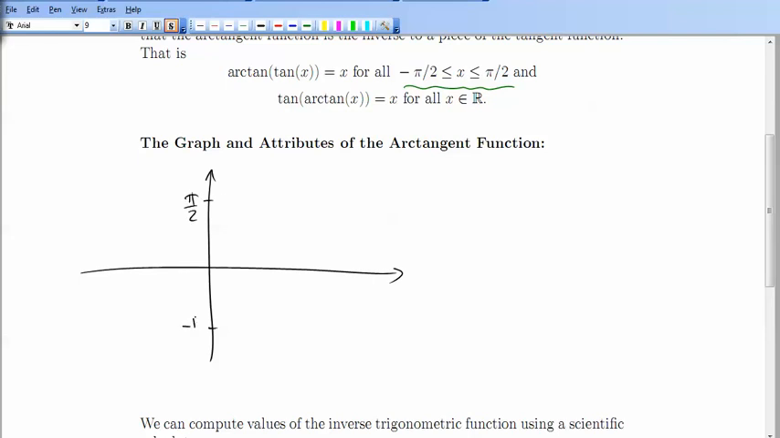Now we know that x equals -pi by 2 and x equals +pi by 2 are vertical asymptotes for the tangent graph. That means they're going to be horizontal asymptotes for the arctangent graph. This is strange. We've got two horizontal asymptotes there. We know the tangent of 0 is 0. That means the arctangent of 0 is 0. And we get this strange graph right here.